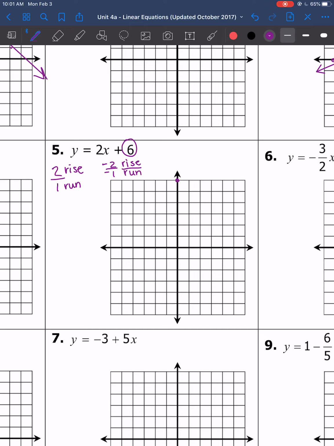So I can go down 2 and left 1, and down 2 and left 1, and down 2 and left 1, and I can do that forever. But we only need a few points on our graph. Once again, yours should look better than mine, because you have a ruler. But that's what it would look like.